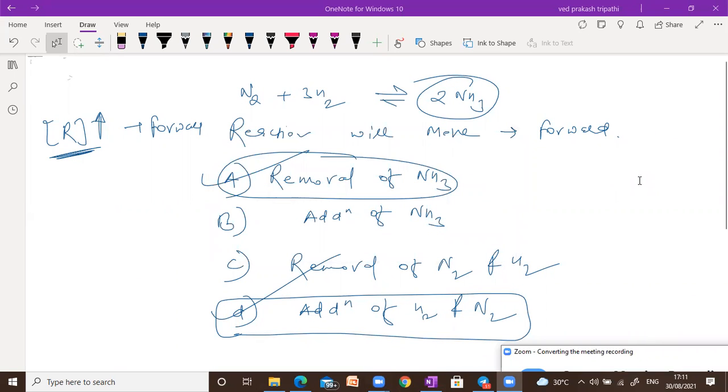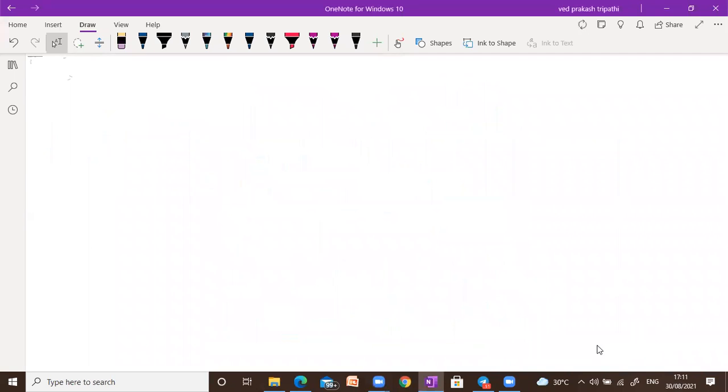Okay, now this is the effect of pressure, volume, and concentration. Now the effect of temperature is very, very important, and there is so much confusion about it. But I will explain this in a very, very easy way. Effect of temperature.